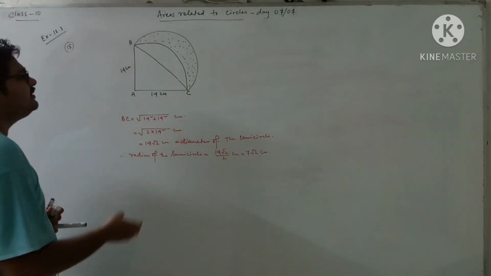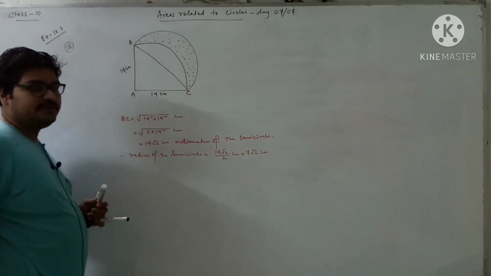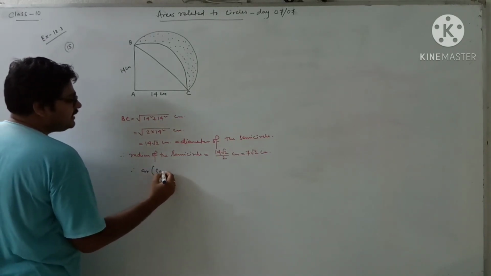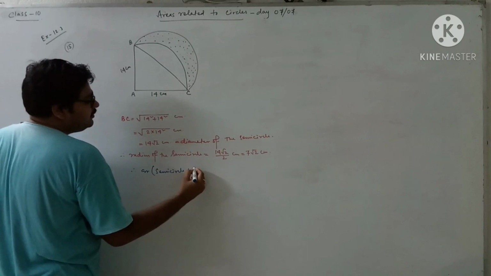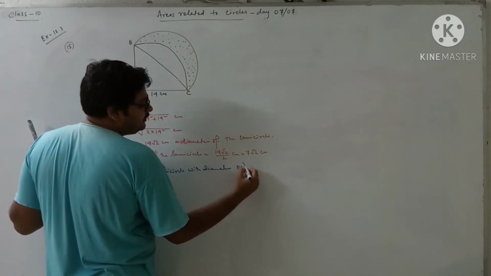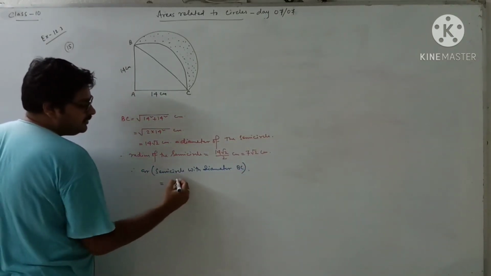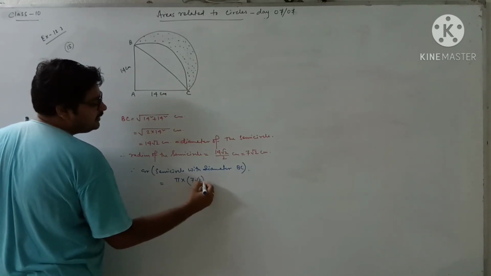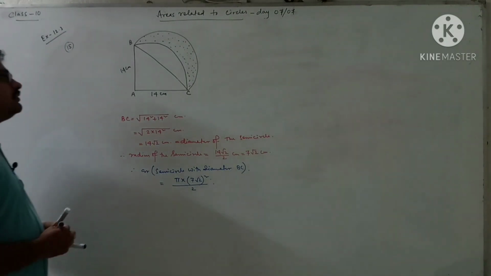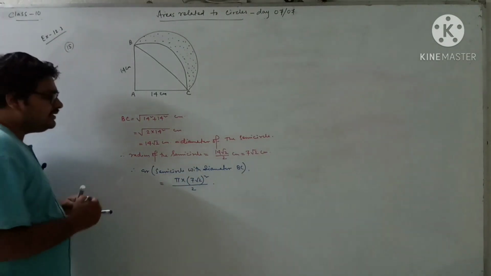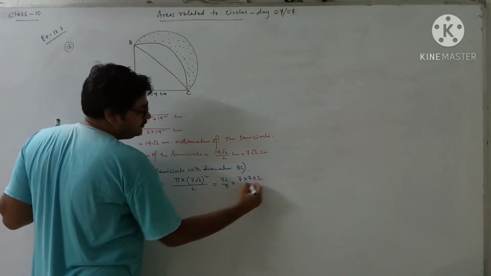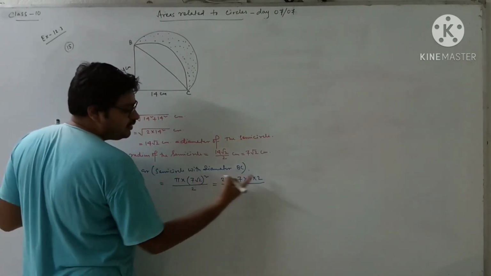And since we got the radius of the semicircle, I can find out the area of the semicircle. Therefore, area of the semicircle with diameter BC equal to pi r square by 2. I think this calculation you can do yourself. Let's see. Pi equal to 22 by 7, I think no value of pi is given in the question. 7 into 7 into 2, because 7 square means 7 into 7, and root 2 square means 2.